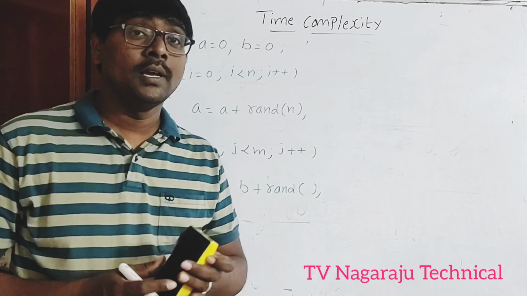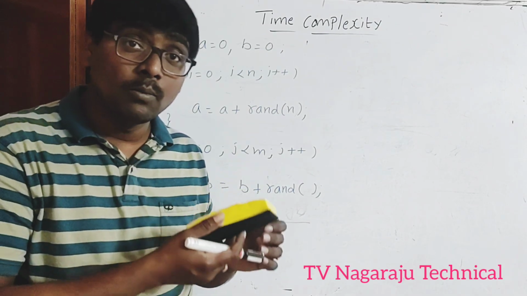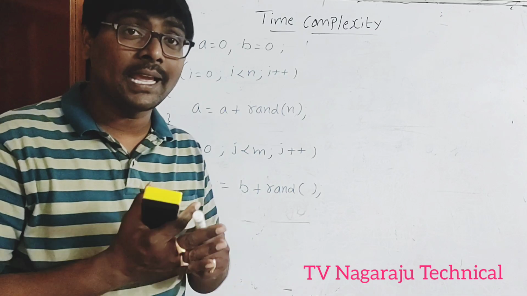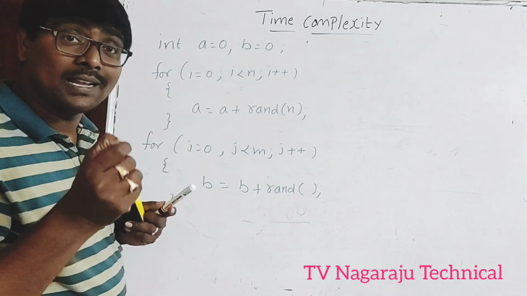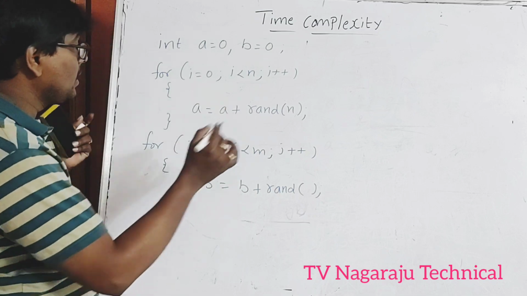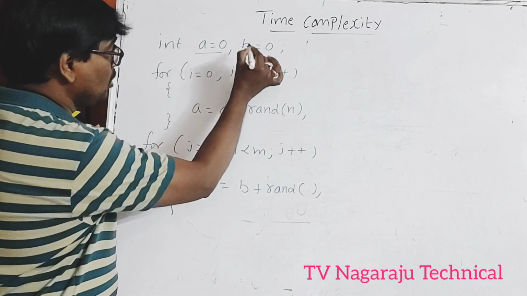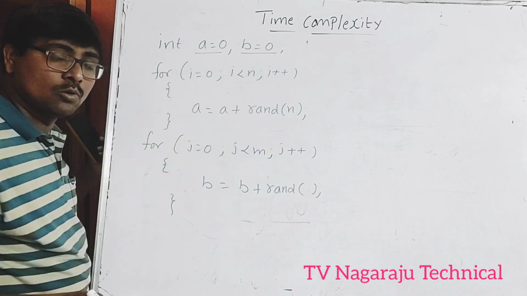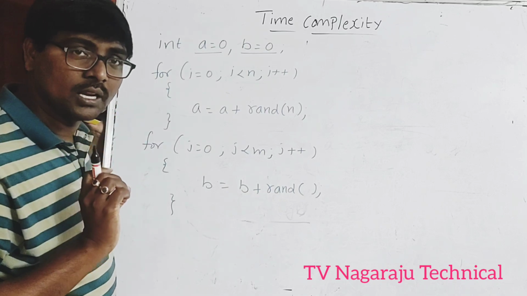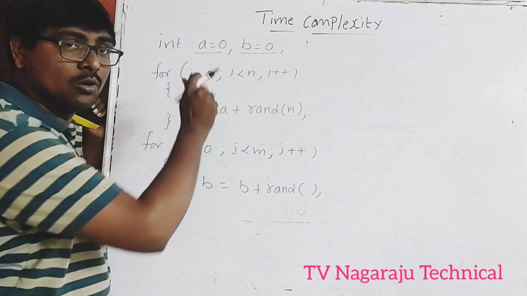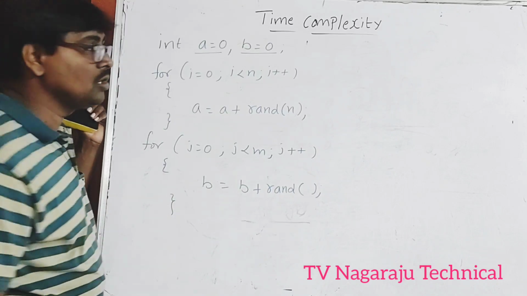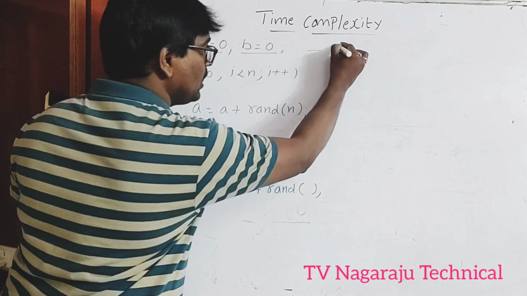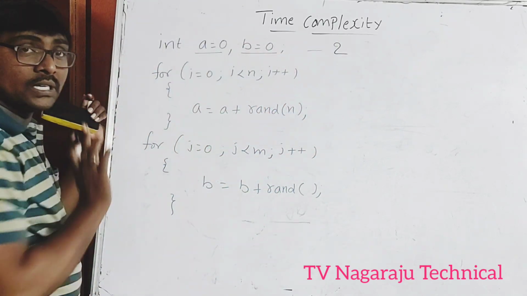Welcome to our channel. In this session, we are moving with one more example of calculating time complexity by using the frequency count or step count mechanism. Here, A is equal to 0, B is equal to 0. Just some initializations. So, for A is equal to 0, it takes 1 unit of time. B is equal to 0, some 1 unit of time. So, total, it requires 2 units.